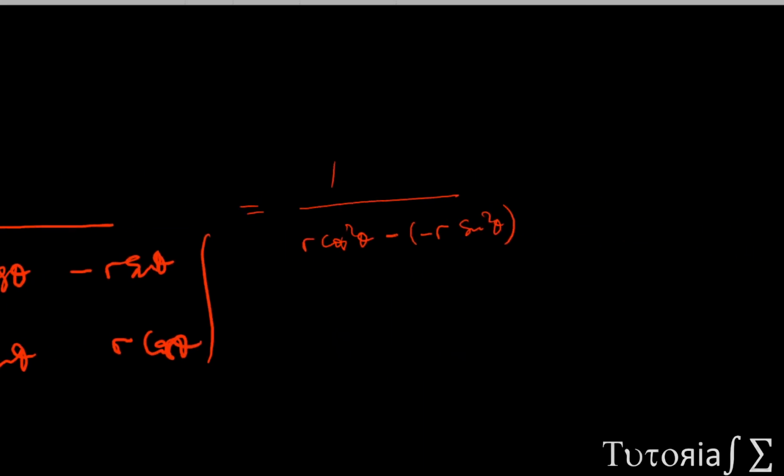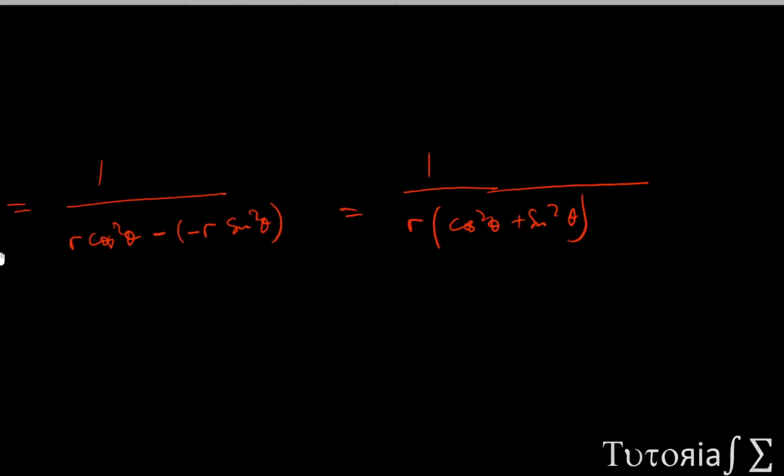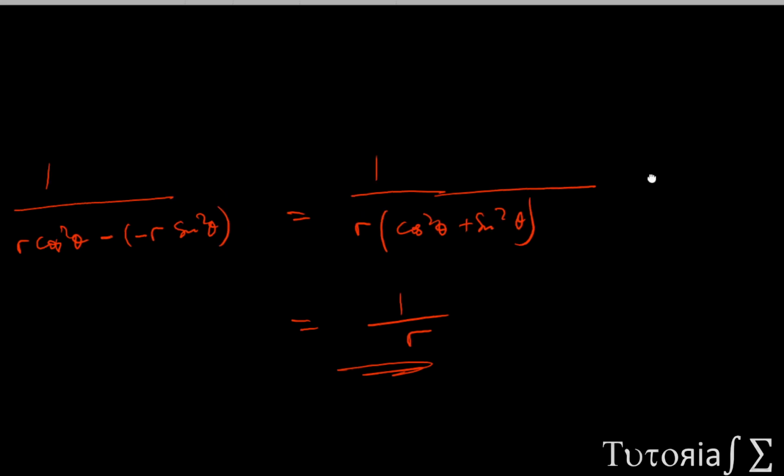Basically this would have been equal to 1 over, we factor out the r, we remain with cos squared theta plus sine squared theta, which is 1, so we get 1 over r. So that would have been the other method that we could have used. It's the same, you'll be given the same answer. So this is very important to note.